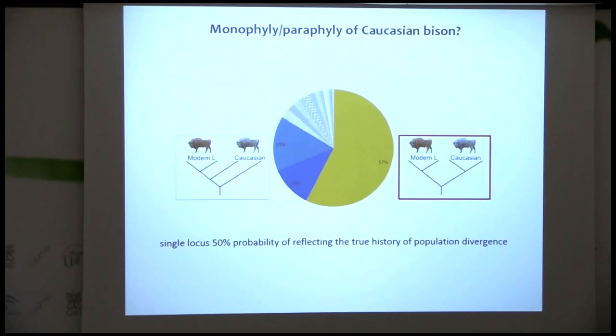However, among any two modern bison and among any two Caucasian bison, we may expect that any single locus has around 50% probability of reflecting the true history of population divergence. And also, this result emphasized the fact that interpretation of phylogeny based even on the complete genomes may be inappropriate, and sometimes more flexible models like that one presented here are more proper.